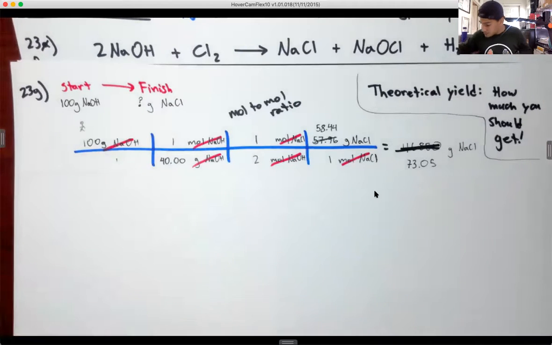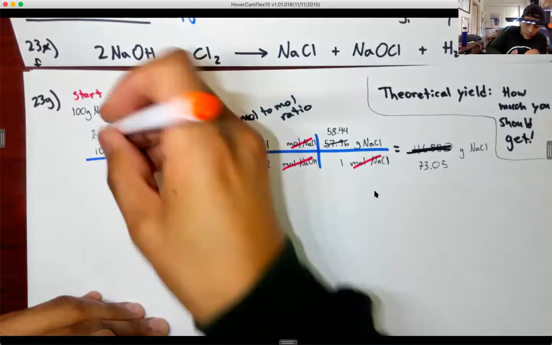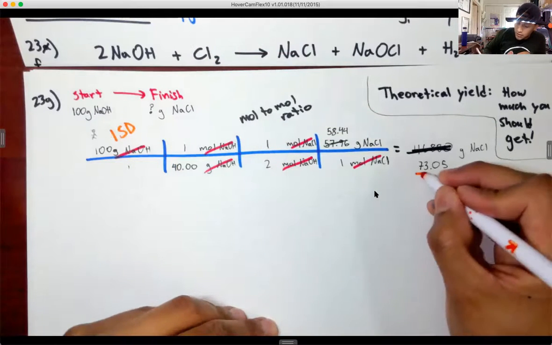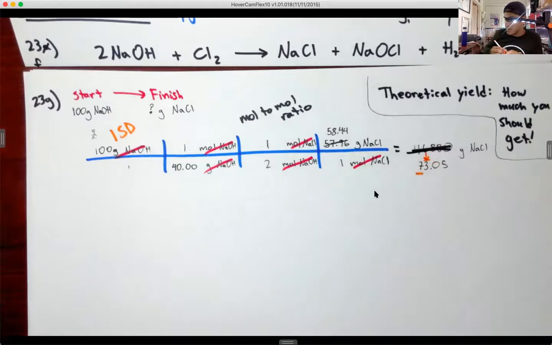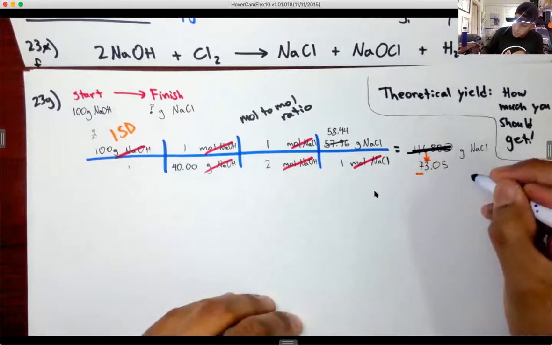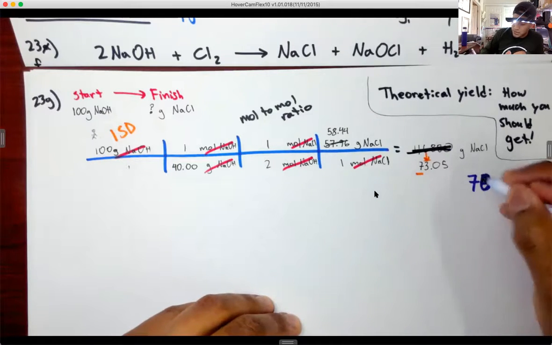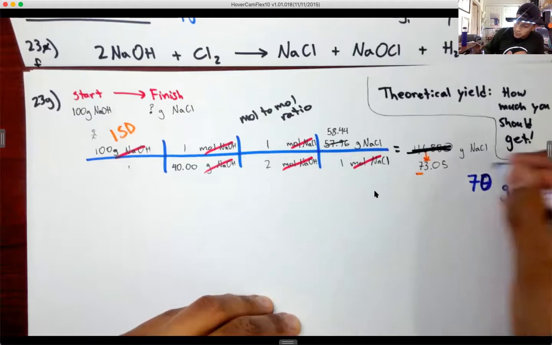Okay. Now, since we have that, what's the next step? To find out what? Significant figures, exactly. How many significant figures did we start with? One significant digit. Since we started with one significant digit, we can only use one. 4 or less, let it rest. What's my final answer? 70. Sorry, I messed that up. 70 grams of NaCl.